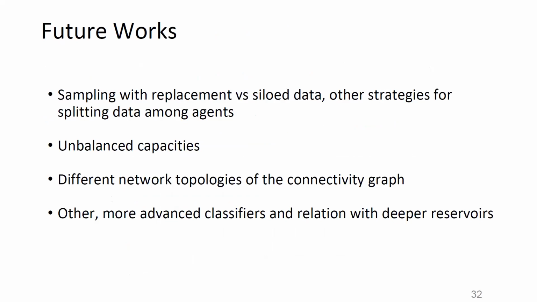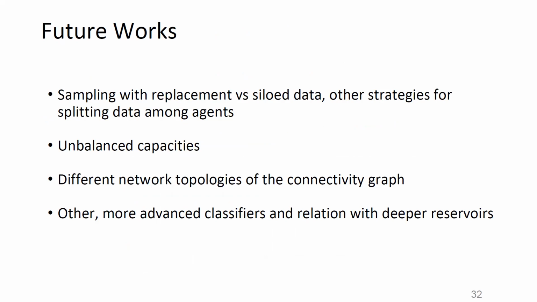we are working on sampling with replacement, as opposed to the siloed data model that we used here, where the local subsets of different agents can overlap with respect to the overall data sets. Other strategies for splitting data among agents, in more efficient or less efficient ways, will also be carried out, and some tests will be carried out on this.